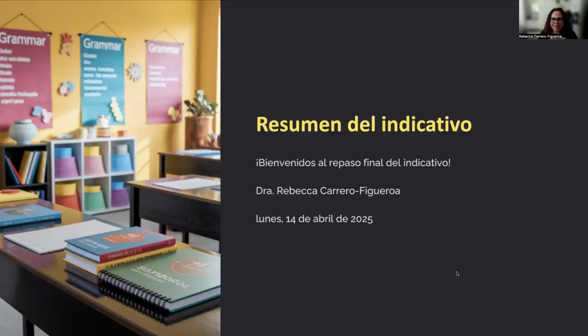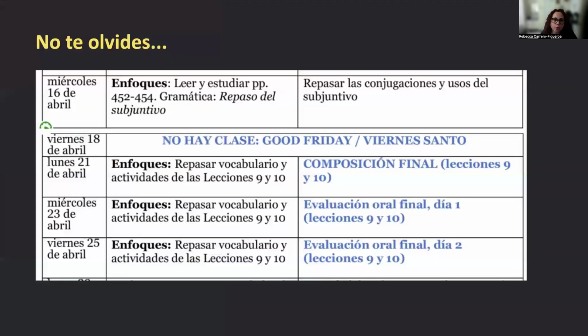Bueno, this is the class for tomorrow, Monday, April 14. Resumen del indicativo. We're in chapter 12.2, okay? No te olvides, we're going to return to the classroom on Wednesday where we are going to go over the subjunctive and its uses. Viernes, we don't have class, it's Good Friday, and we will return then for the composition, lecciones 9 and 10.